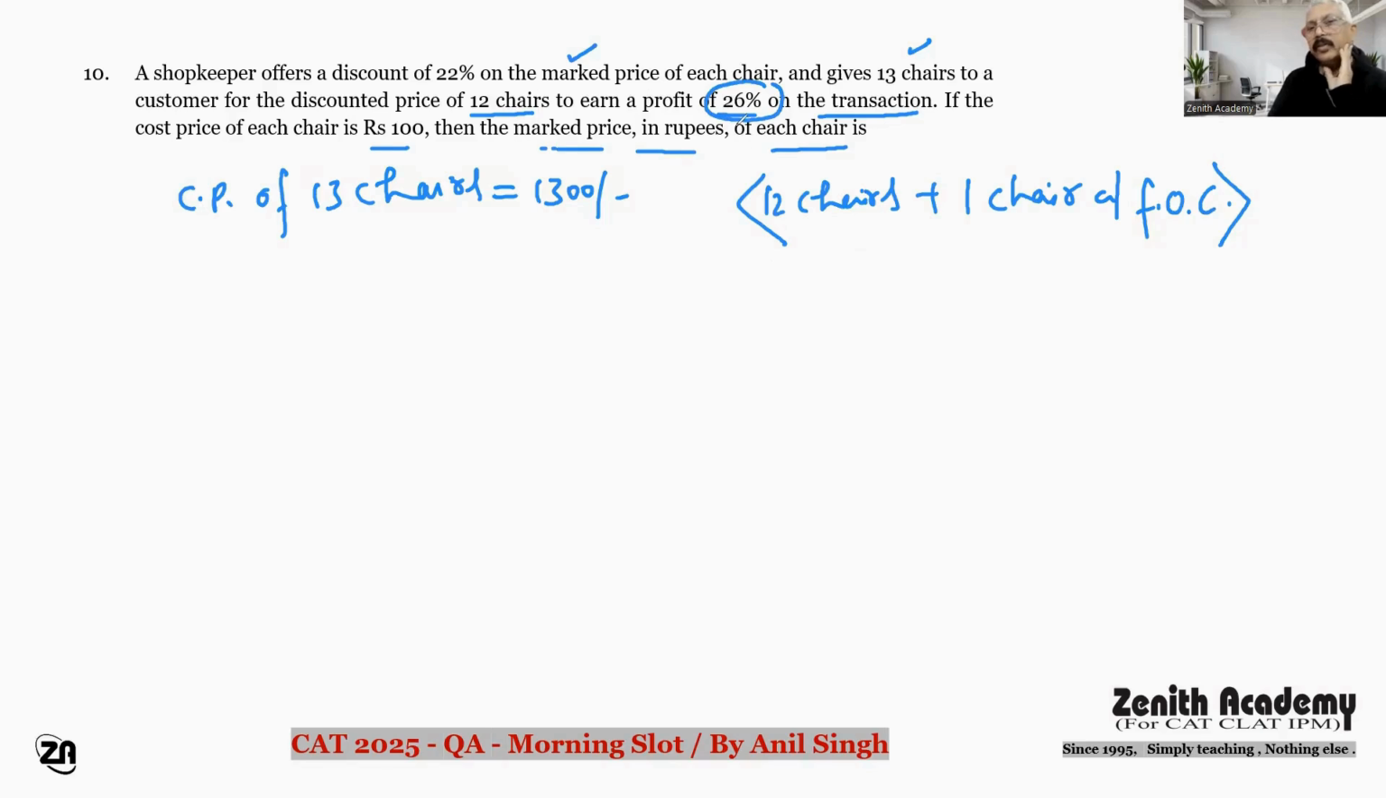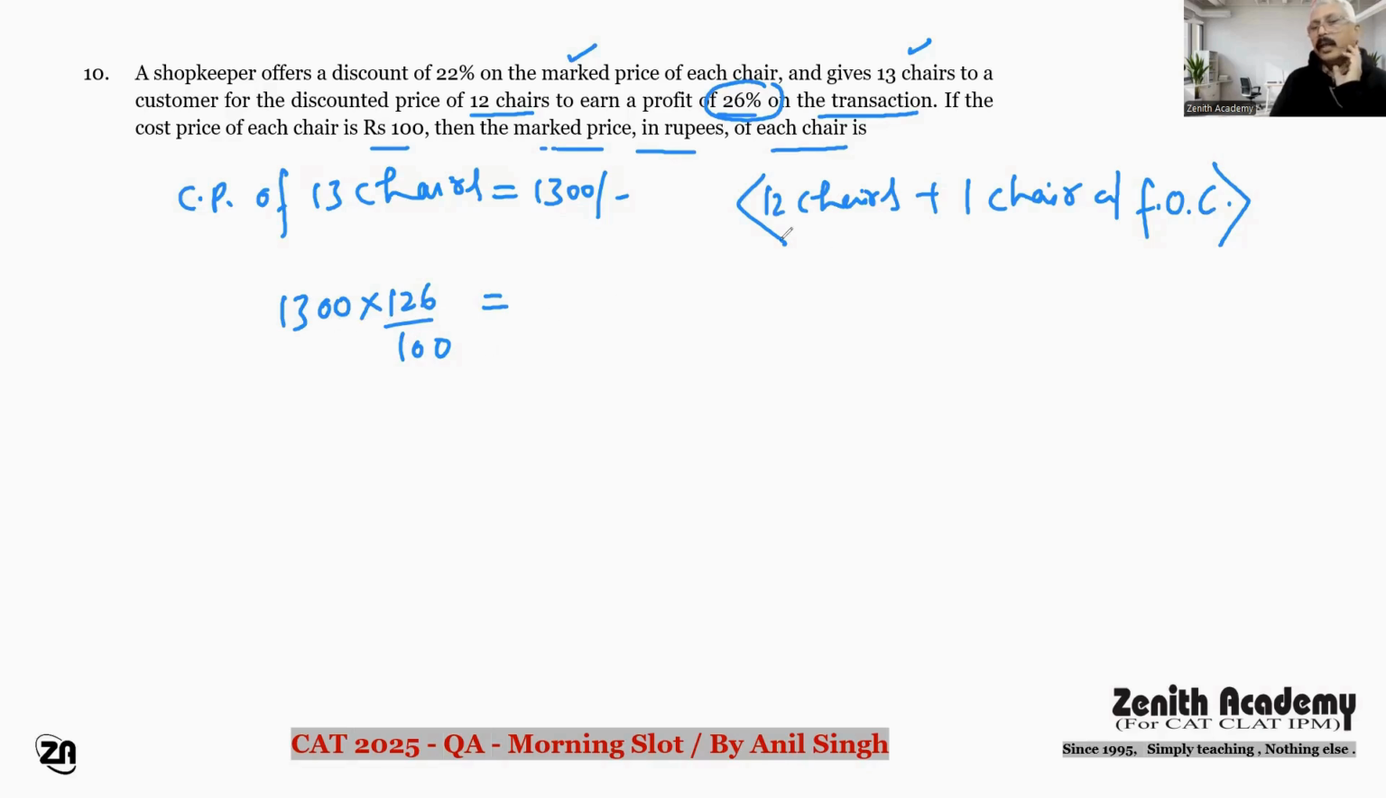It means if he's getting 26% profit on the transactions, he received an amount 126% of the investment. The cost price of 13 shares is 1300. So it is a kind of investment. He is getting 26% profit, which means the returning amount he is getting is 1300 into 126 by 100.